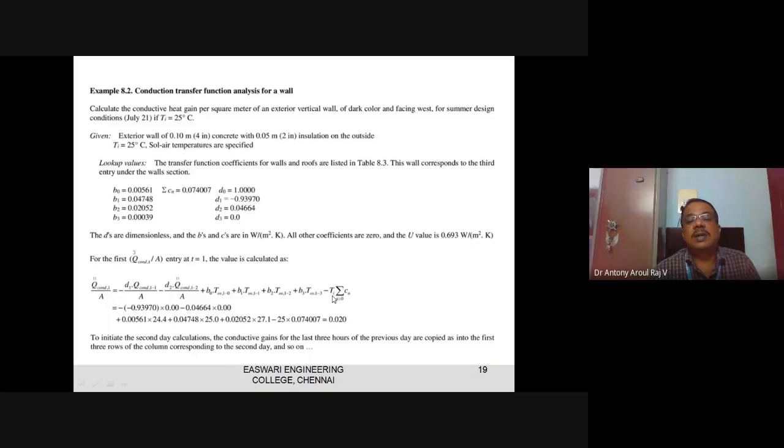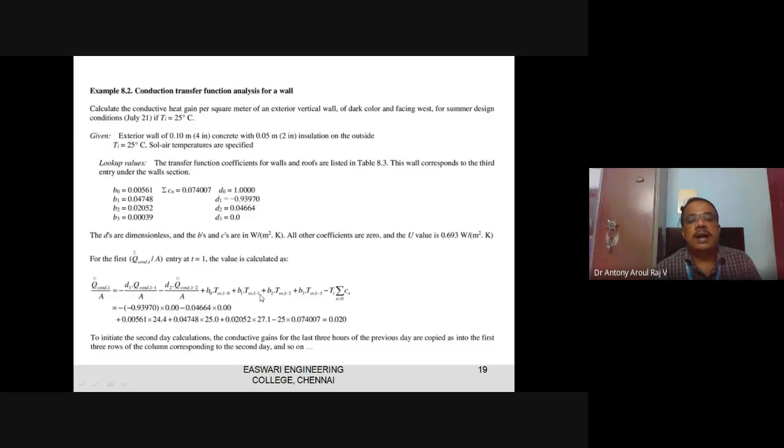TA is the indoor temperature, so it is common for all of them. Indoor temperature is going to be common, but the solar temperature is not common. It will be different at different hours. Indoor temperature will be the same at different hours. We are just putting the summation of Cn. Then we are calculating D0, D1, D2 and D3.